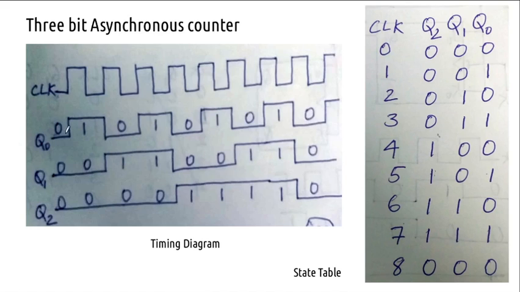So I have written this: 0 0 0, 0 0 1, 0 1 0, 0 1 1, that is 3, then 1 0 0, that is 4, then 1 0 1, 5, 1 1 0, 6, and 1 1 1, 7. Automatically it goes to 0 0 0. This cycle repeats. Right. State diagram and state table, state table and timing diagram.